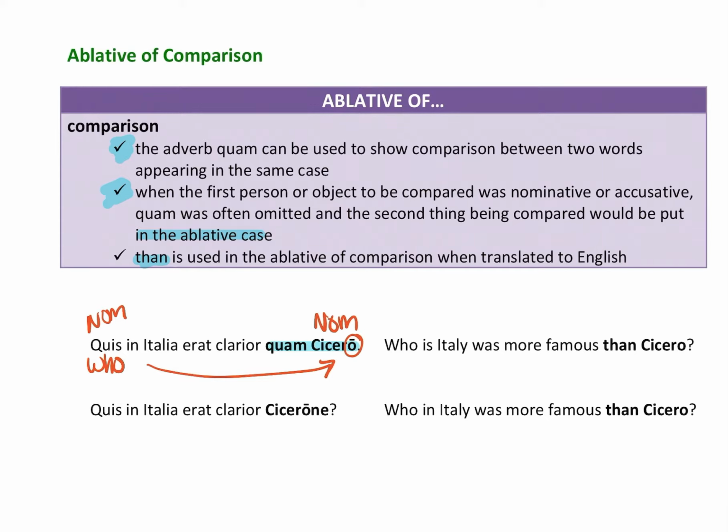So if we said, quis in Italia clarior Cicerone, who in Italy was more famous than Cicero? So the second thing being compared, we've now got him. We still have the nominative here, but the second thing being compared is in the ablative case. And there is no quam in here. However, same translation, we still have the "than" in here. It's just that they omitted it, okay?